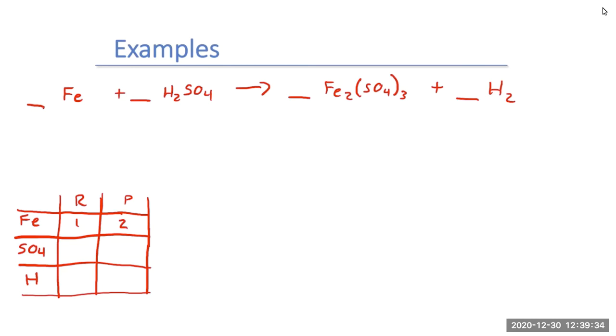On the reactant side, I have 1 sulfate. On the product side, I have 3 sulfates. Again, obviously not balanced. Then the hydrogens, I have 2 on the reactants, and I have 2 on the products. Hey, that one's balanced.